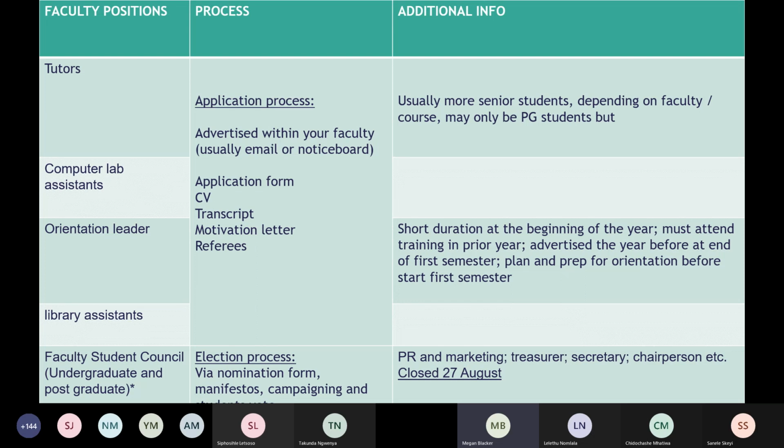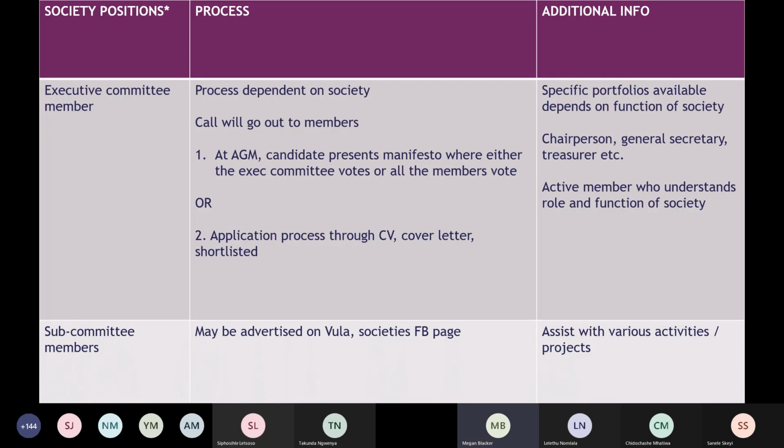So we're at the faculty student council section. You could either be interested in undergrad or postgraduate faculty council members. But as some of you know, this is closed. The call for that closed on the 27th of August. Usually there's a nomination form that has to be filled in, crafting your manifestos, a campaign, and then a voting exercise as well. And then last but not least, positions within societies.